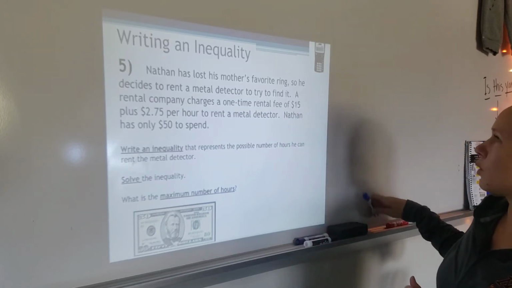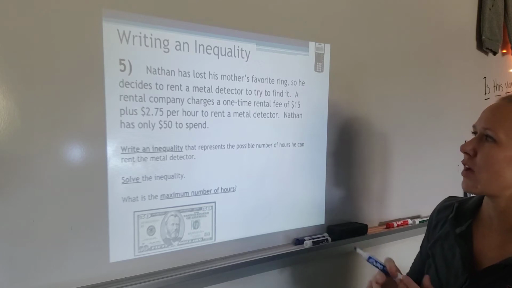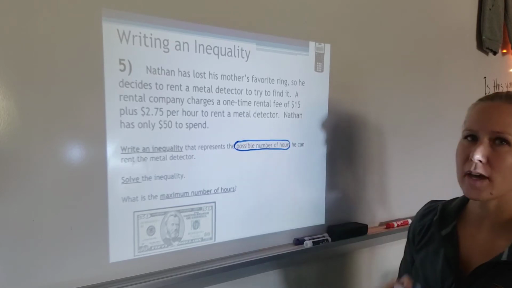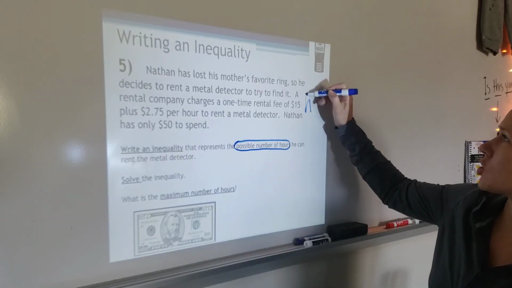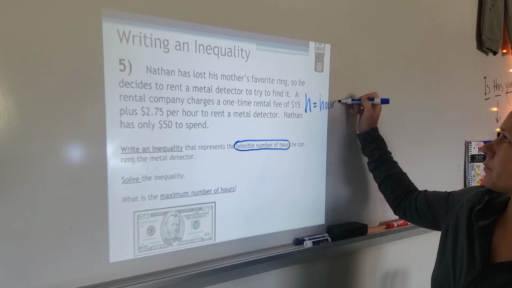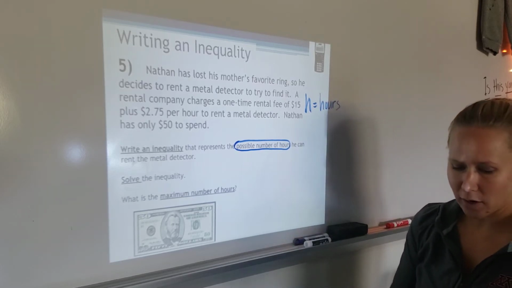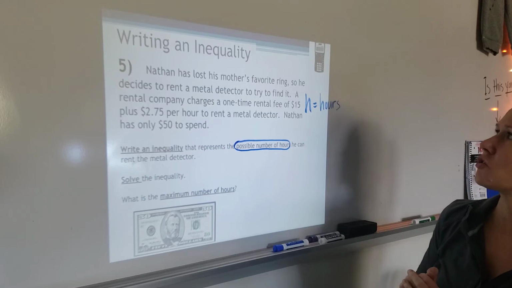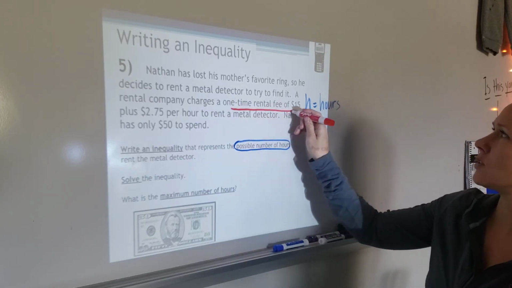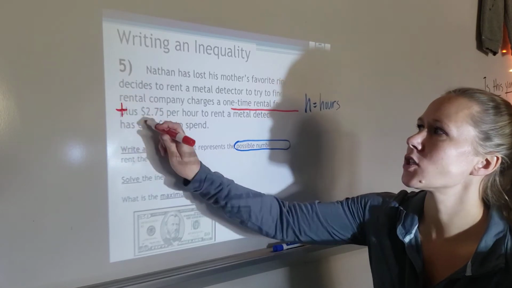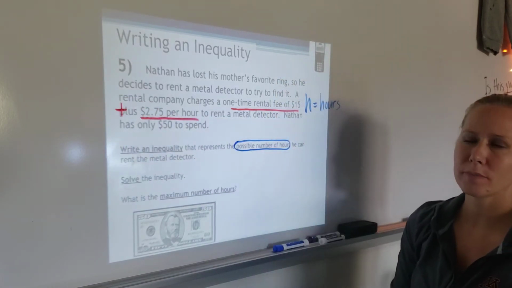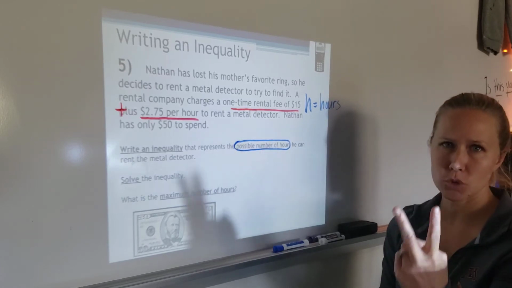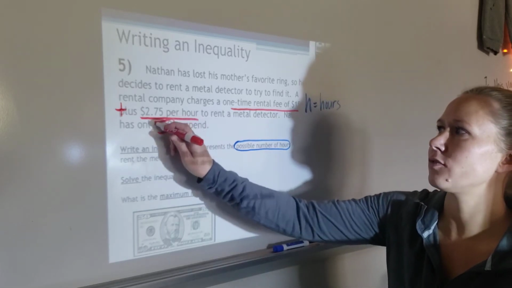Okay, so before we start with this, we're going to need to define a variable. We're asked for the possible number of hours. So if that's what we're trying to find, we maybe want to use H for hours. To write our inequality, let's take a look at our situation up here and see what it is that we're getting charged for. Looks like we have a one-time rental fee of $15 plus $2.75 per hour. So I'm going to use the blank line strategy that I used back when we were writing equations. We're paying for two things, and that's going to equal our total $50 that we have to spend.